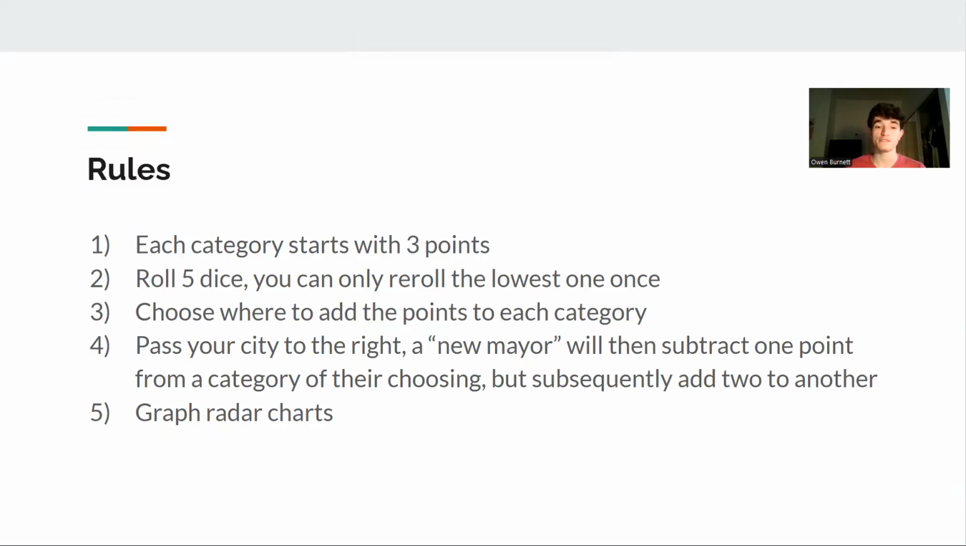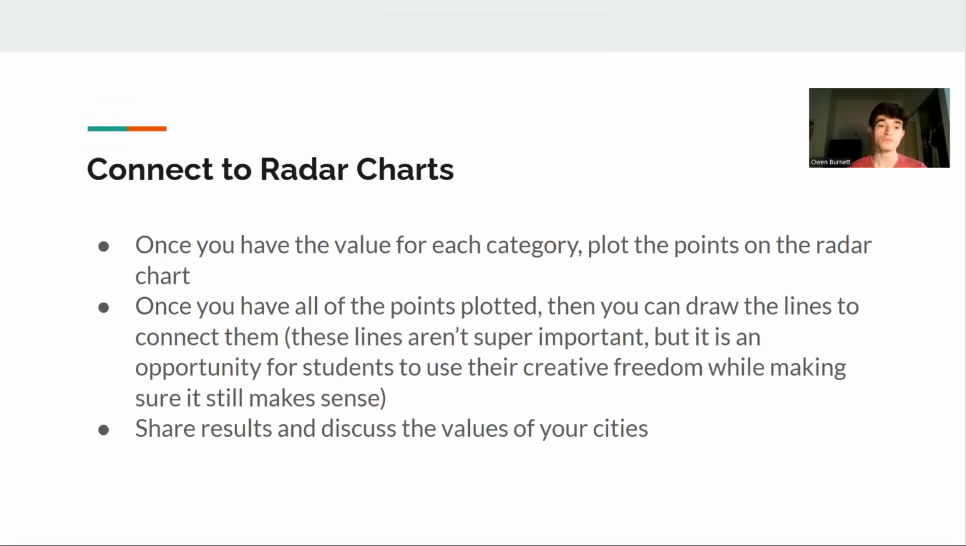Second rule, you will roll 5 dice. You can only re-roll the lowest one. You will choose where to add the points to each category. After this, you will pass your city to the right, and a new mayor will then subtract 1 point from one of the categories they're choosing, and subsequently add two to another. This just gives some variety and some difference. And then we will be graphing the radar charts.